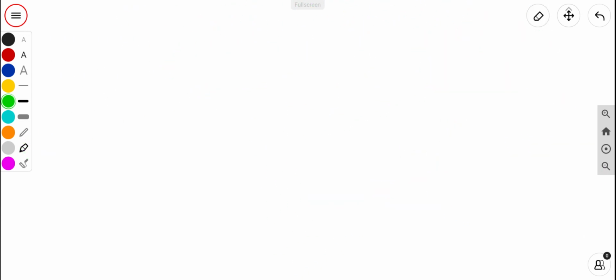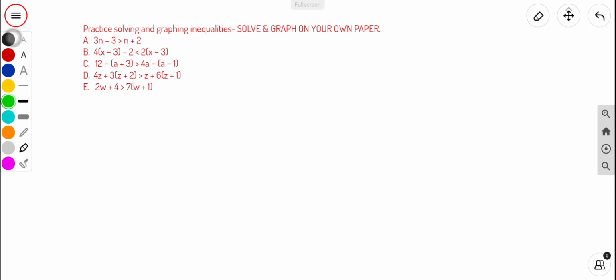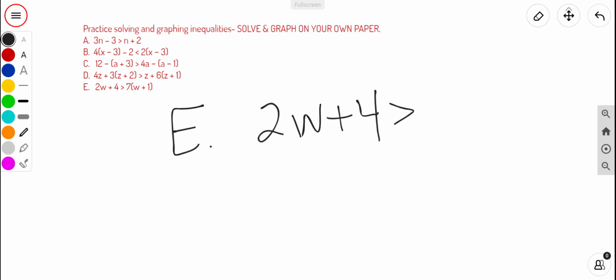Okay, I think we're on the last problem. You made it. E. Let's write it. E. 2w plus 4 is greater than 7 parentheses w plus 1.